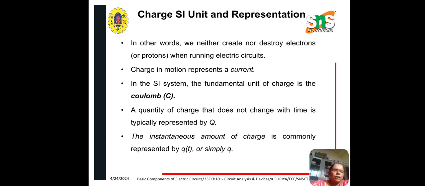In other words, we neither create nor destroy electrons or protons when running in electric circuits. So charge in motion represents the current. So the movement of charge will give the current. A quantity of charge that does not change with time is represented by capital Q, and the instantaneous amount of charge is represented by small q of t or simply as small q.